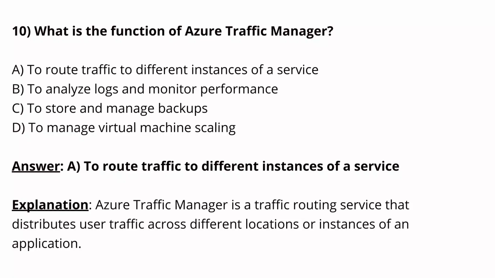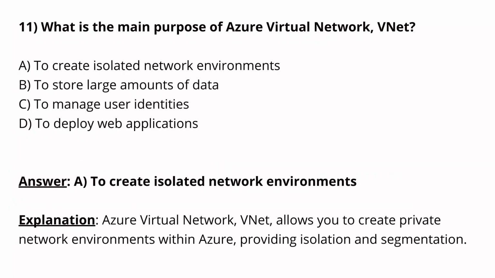Question number 11. What is the main purpose of Azure Virtual Network (VNet)? Option A, to create isolated network environments. Option B, to store large amounts of data. Option C, to manage user identities. Option D, to deploy web applications. So the correct answer is to create isolated network environments. Azure Virtual Network, that's VNet, allows you to create private network environments within Azure, providing isolation and segmentation.